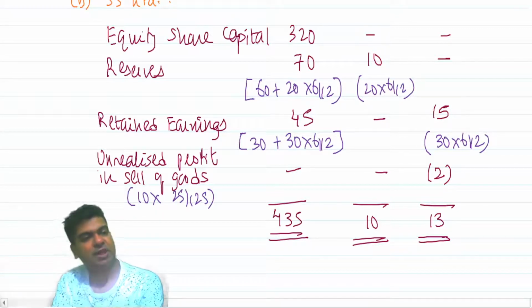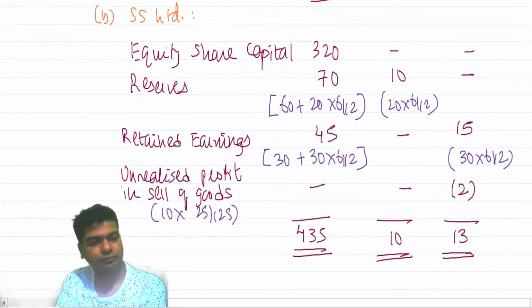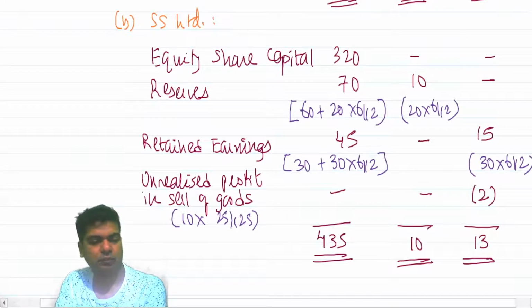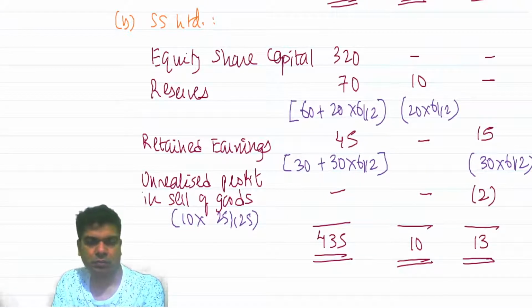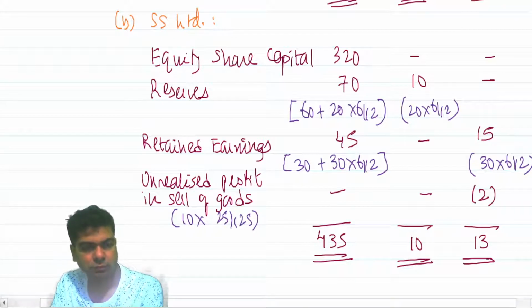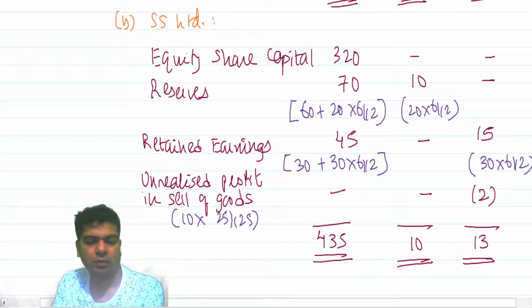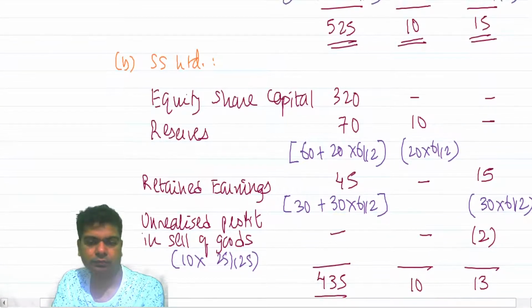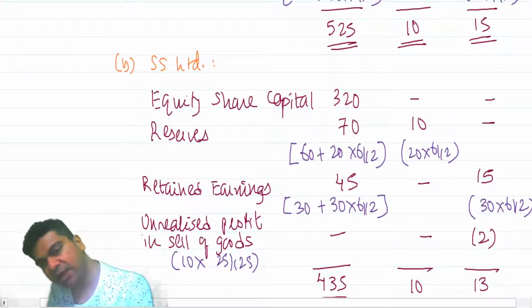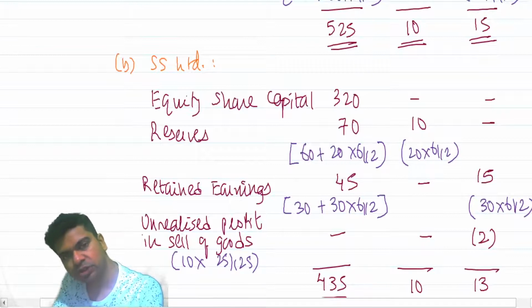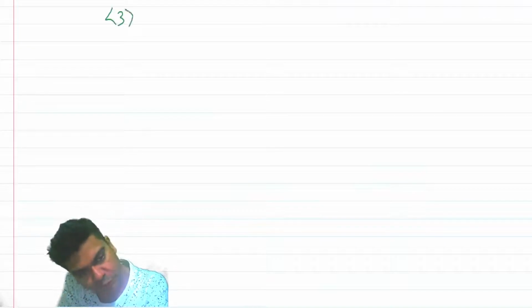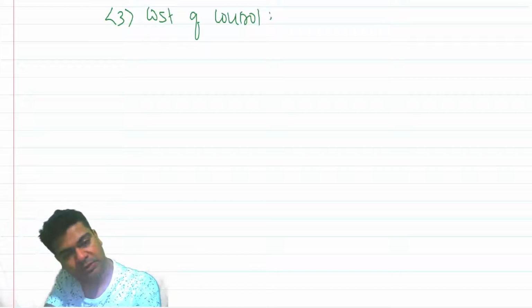These are the totals this time for SS Limited. Let me put it in a way that we can have the figures of the S as well as SS, the totals I mean. Trying to do cost of control. We will like to work out the goodwill or the gain on bargain purchase.